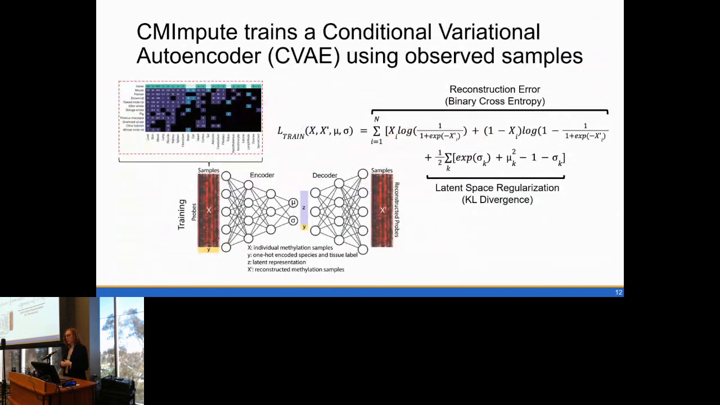Each of these samples in the different categories I just described are inputted into a generative neural network framework called the Conditional Variational Autoencoder, or CVAE. Each of these input samples also come along with a one-hot encoded species and tissue label denoted by the Y in this figure. This model is trained to both encode the input samples into a latent space and then subsequently reconstruct these samples as accurately as possible.